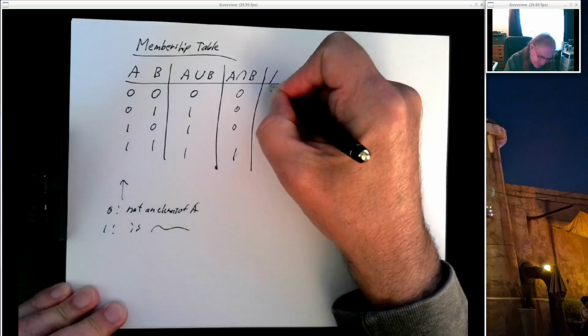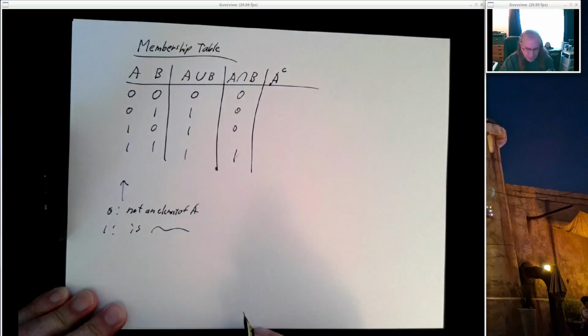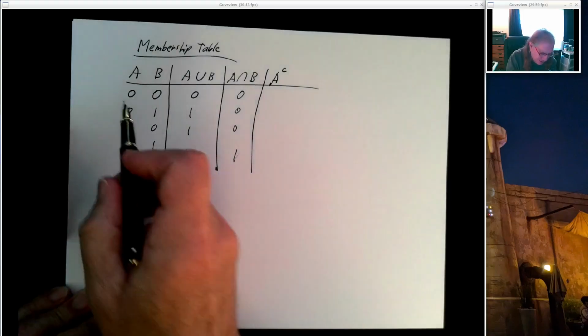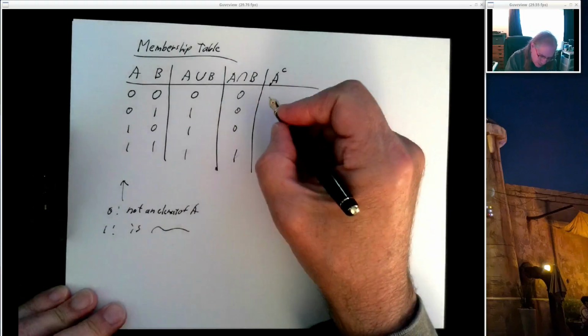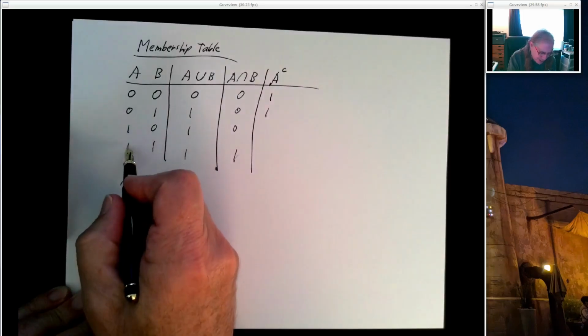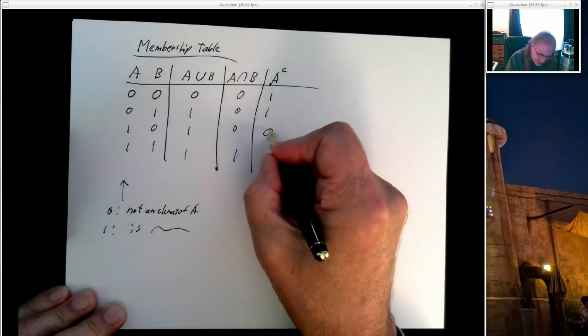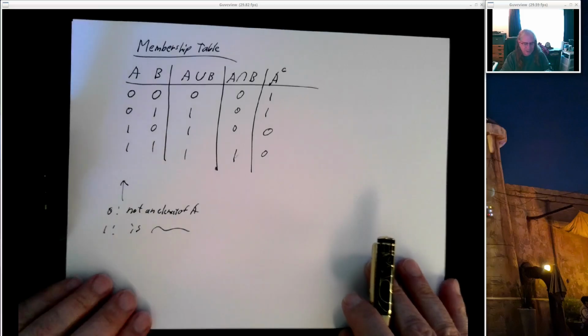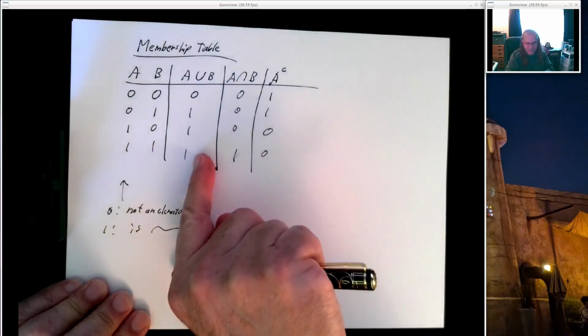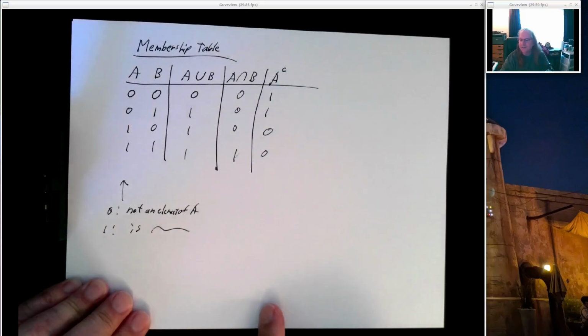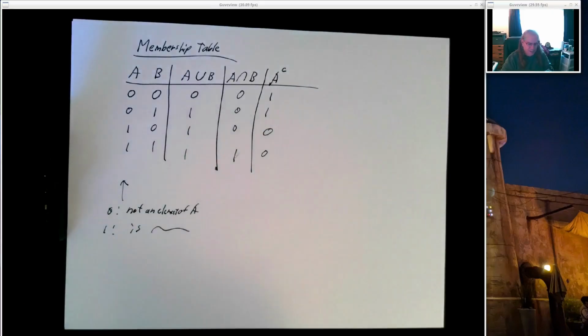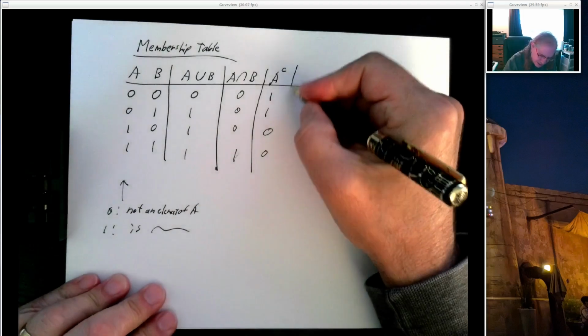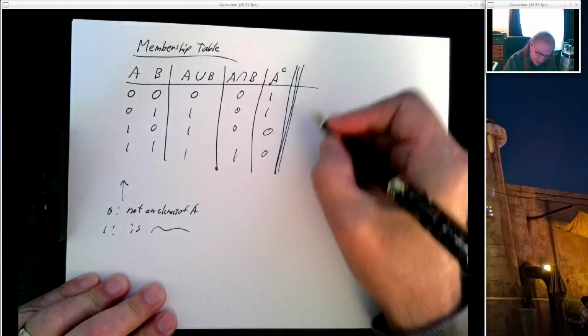And if we think about the complement, which is the set of things that are not in A, well, if we're thinking of an element that's not in A, it will be in the complement. And if we're thinking of something that is in A, it's not in the complement, because the complement is the set of things that are not in A. So we can write these membership tables, and they should look familiar to you. This is an OR function, this is an AND function, this is a NOT function. So they look very similar to things that we did in Engineering CSE 250. And we can use them in a similar way.